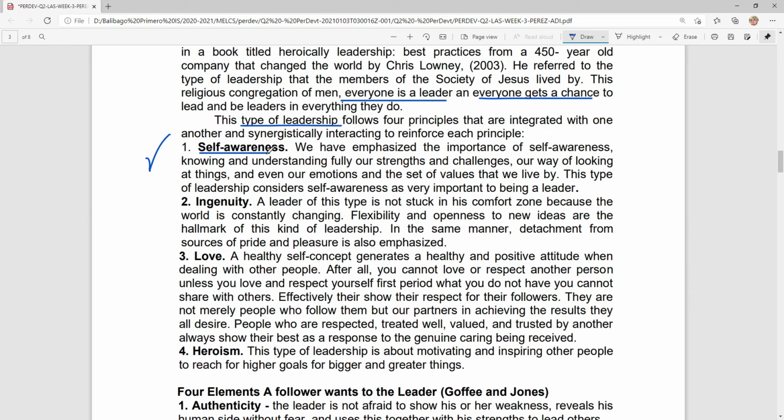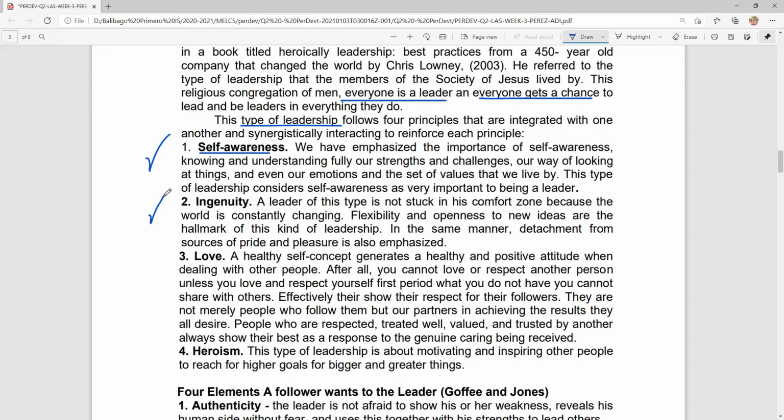Self-awareness. If you're a leader, you must know the importance of self-awareness, knowing and understanding fully the strengths and challenges, our way of looking at things, and even our emotions, the sets of values. So this type of leadership considers self-awareness as an important part or factor of being a leader.